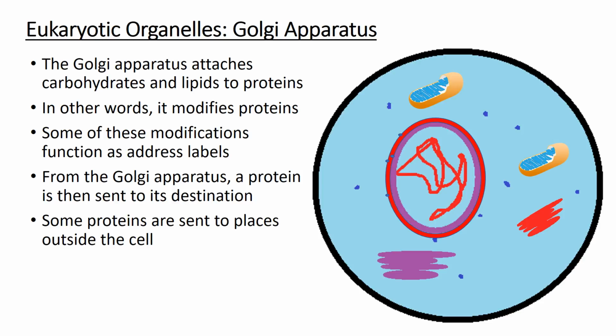One of the organelles that's found in the cells of eukaryotic organisms is the Golgi apparatus. The Golgi apparatus attaches carbohydrates and lipids to proteins. In other words, it modifies proteins. Some of these modifications function as address labels. It says where the protein needs to be sent. And from the Golgi apparatus, a protein is then sent to its destination. And some proteins are actually sent outside of the cell. They're produced inside the cell, but they're made for a function outside of the cell, and so they're sent somewhere else. And the Golgi apparatus helps determine where that protein is sent.